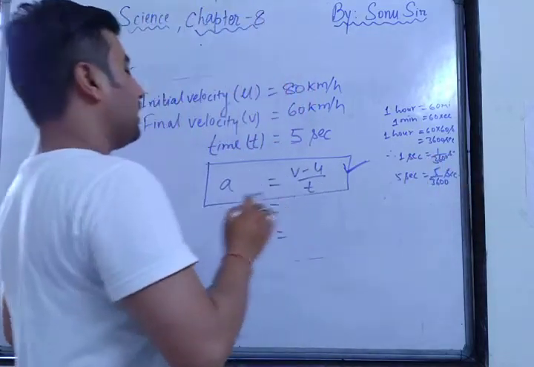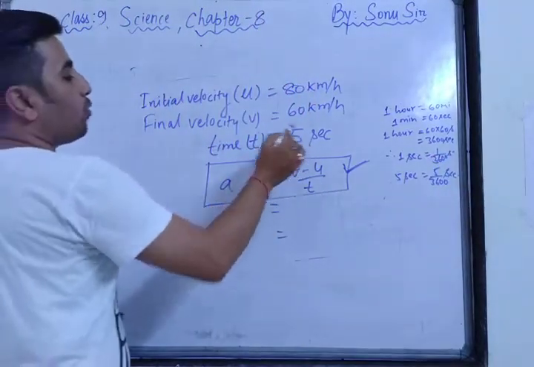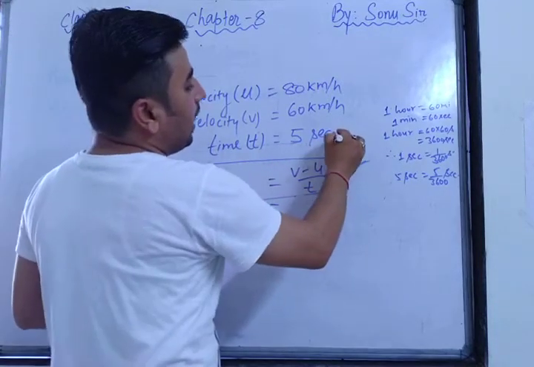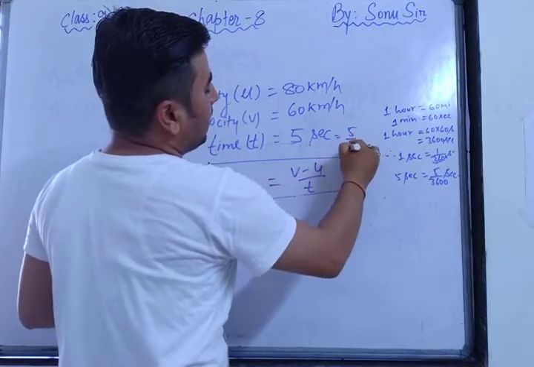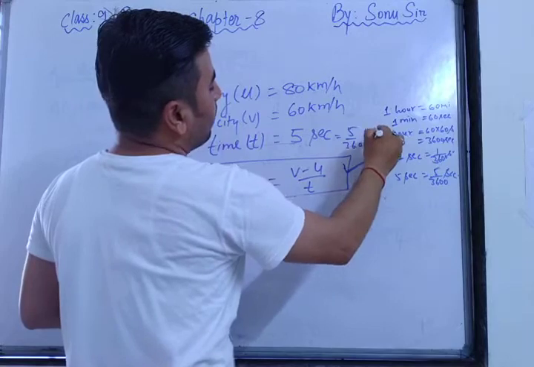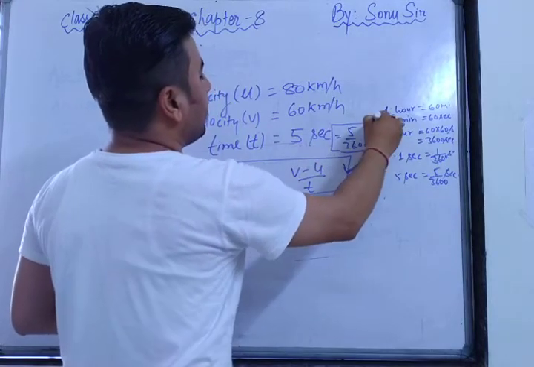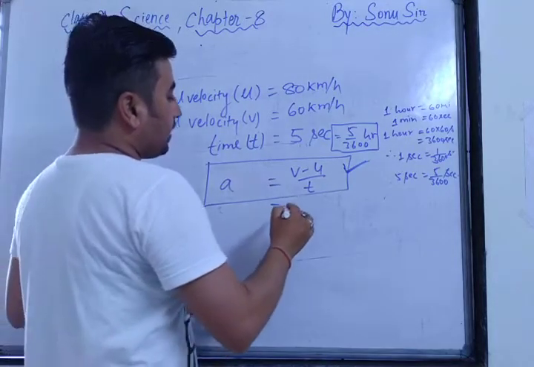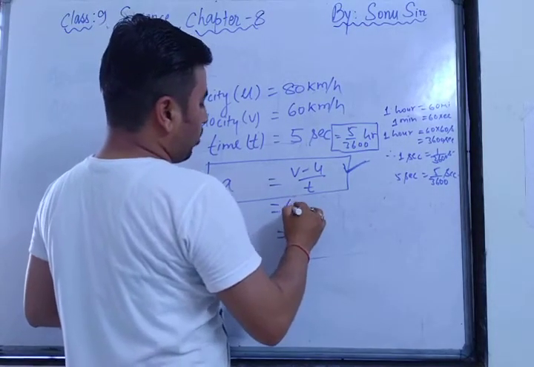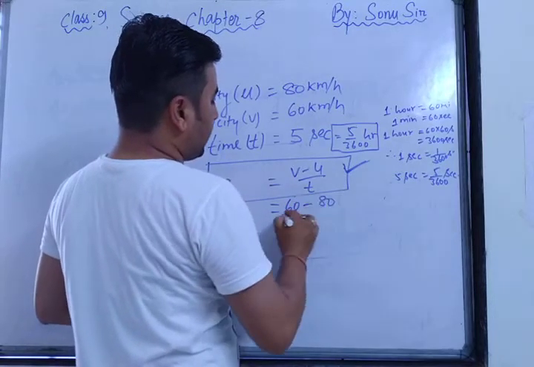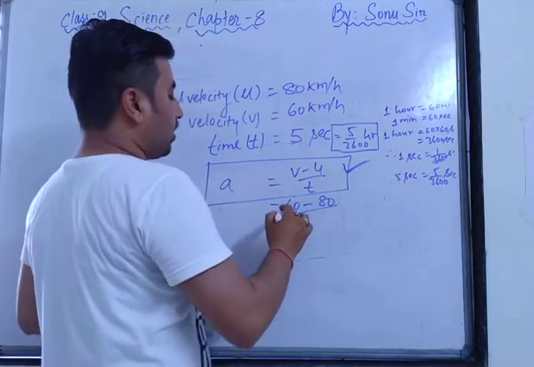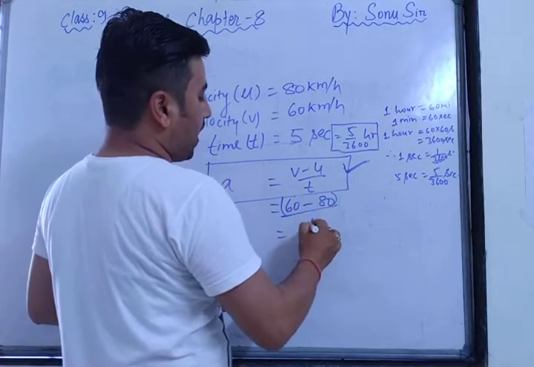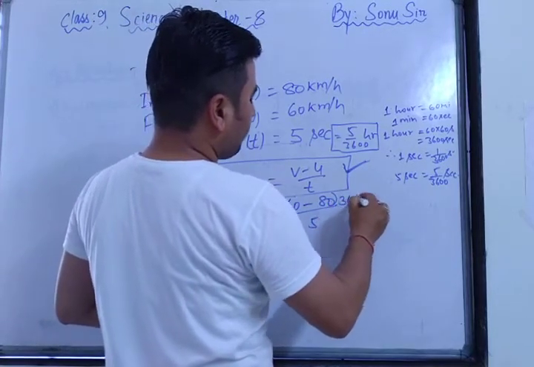Got it? So here we have to change the time in hours. So 5 by 3600 hours. Got it? Remember this one. Now V minus U upon T, because we are going to calculate this time in hour. V is 60 kilometer and U is 80 kilometer and time is 5 upon 3600. So put here 5 upon 3600.